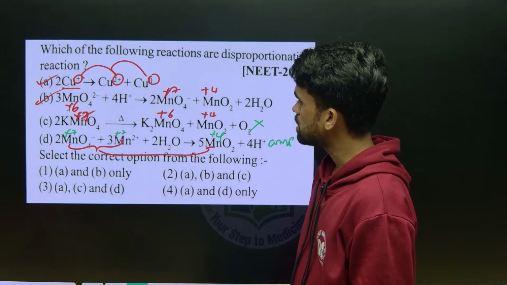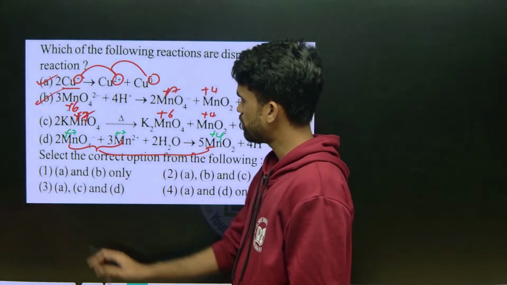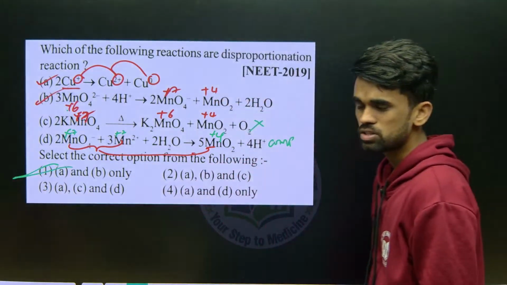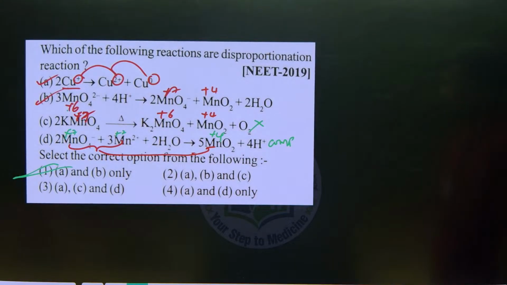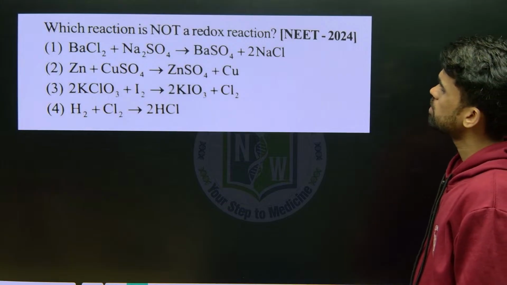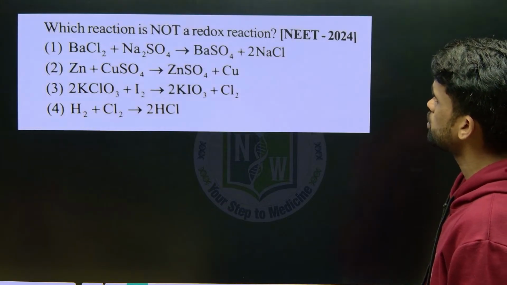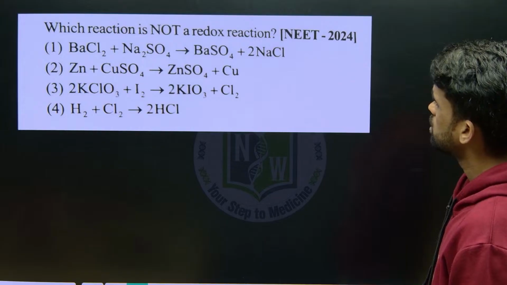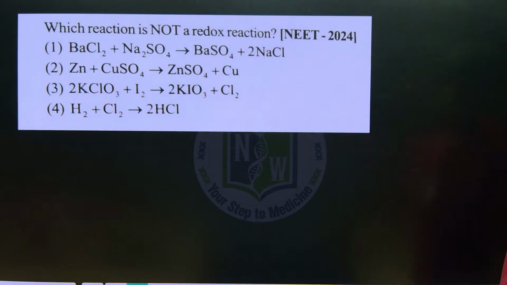So what are the options here? Only AB. Where do we have only AB? First. That is your answer for the question, right? Next. Which reaction is not a redox reaction? Tell me here again. We already did this. Okay, we did this, yes.